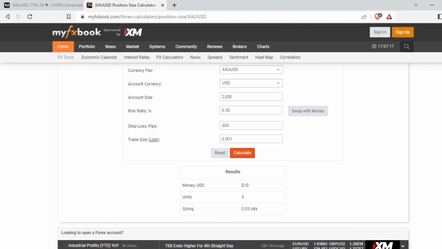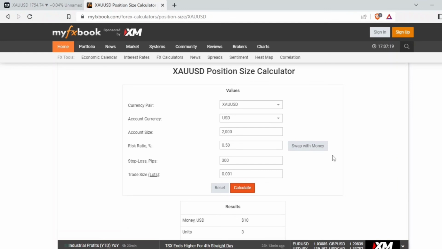So this is the way to calculate for gold. If you're trading gold, before you trade gold, make sure you actually know what you're doing, because gold is a very volatile pair.